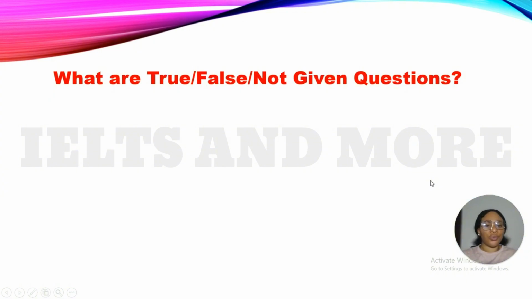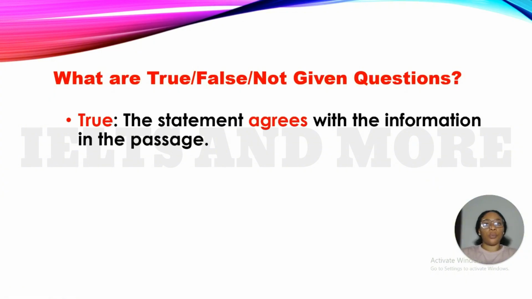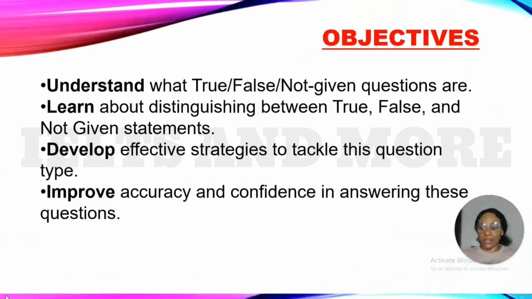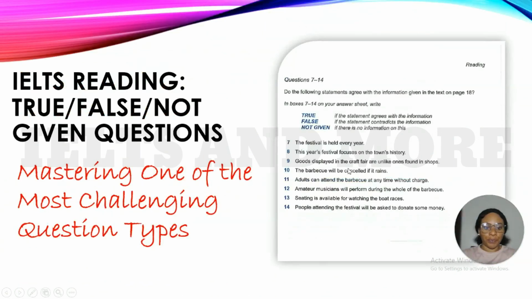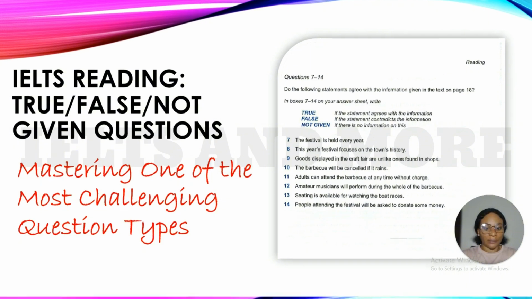Now, what are true, false, not given questions? So basically, you'd be given a list of statements. Okay, let's go back to the very first page. There's an image there. Here, you can see 7 to 14. And you'd be given a passage as well. So all you have to do is read the question, maybe like number 7 now, then check in the passage to know whether the statement is true according to the passage, is false according to the passage, or it's not given. So you can't find it in the passage, okay?